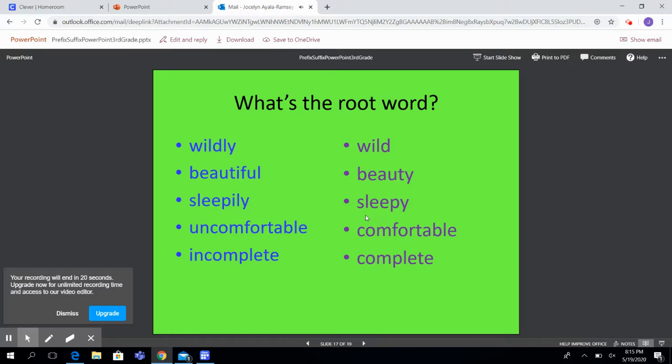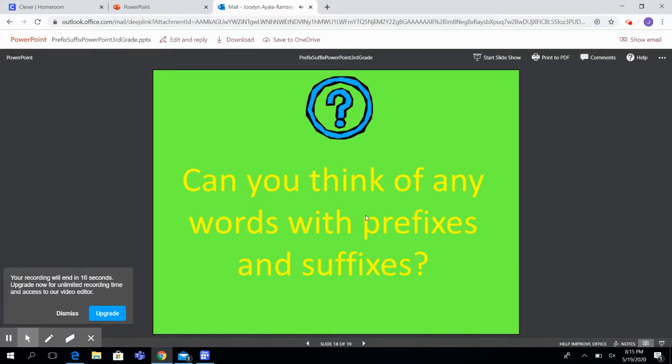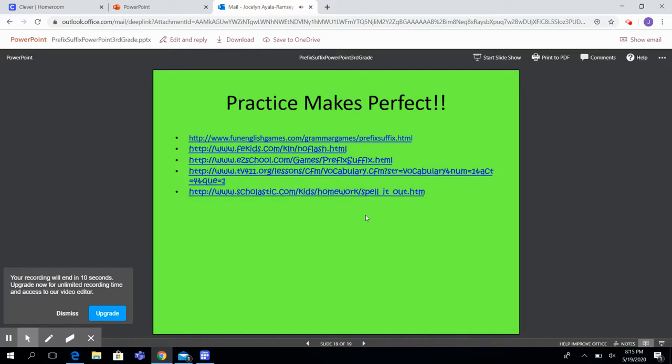And then it gives you the answer. So go ahead and quiz yourself, see how you do. You can even message me and say if you got it correct. Also, can you think of any other words with prefixes and suffixes? And same thing, you can let me know.